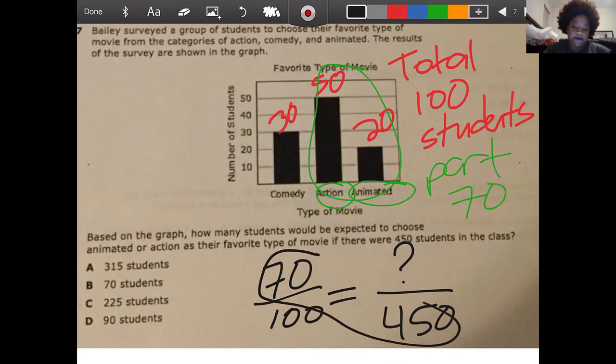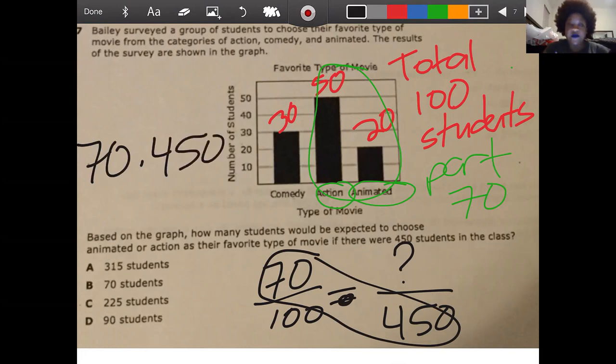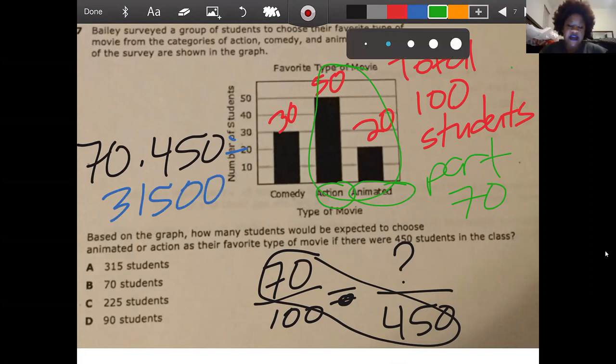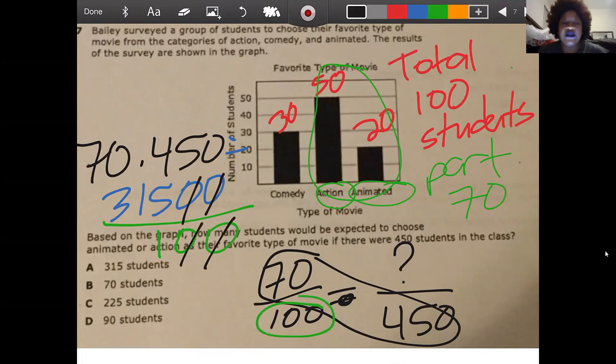And from that point, you just cross multiply, or some of you like to scale. So you have 70 times 450, okay? I don't know what that equals, and I'm not doing that right now. Whatever that equals, you're going to divide that by 100. Okay, and I know the answer. Oh, I do know what it equals. Okay, I'm sorry, I lied. Okay, equals 31,500. And then now we're going to divide that by whatever number is left in the ratio, and the number left is 100. So divide that by 100, and remember what I said with your zeros. Cross off the zeros, but you can only cross off the same number on the top and the bottom. It has to be the same number, okay? So now we are left with 315 students. So we have 315 students who select action or animated out of the 450 students.